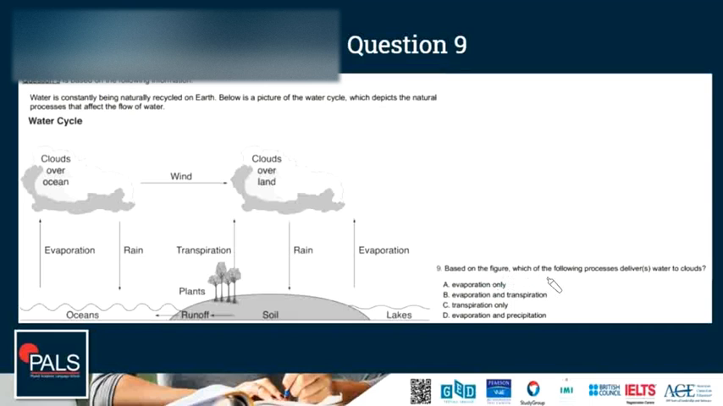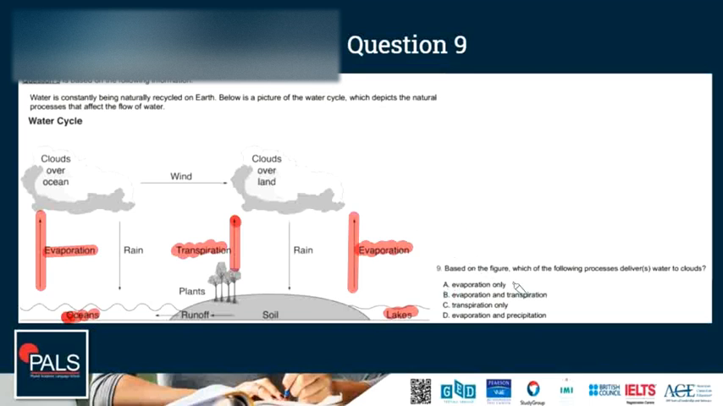Based on the figure, which of the following processes delivers water to clouds? Okay, we can see how water gets into the atmosphere and forms clouds. Let's have a look at which arrows go up from a water source to the clouds. We can see that we have evaporation here. We can see that there is transpiration here, and we can see there is evaporation again here from lakes and from the oceans.